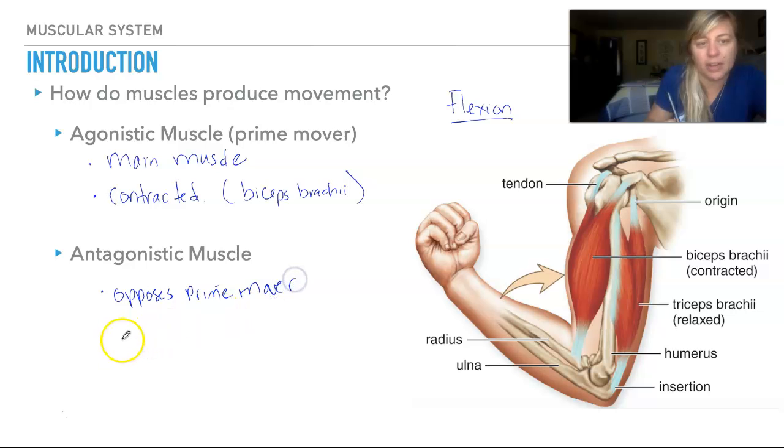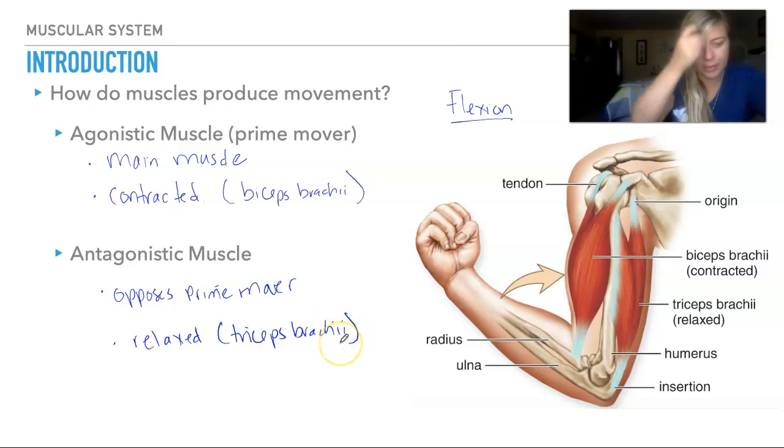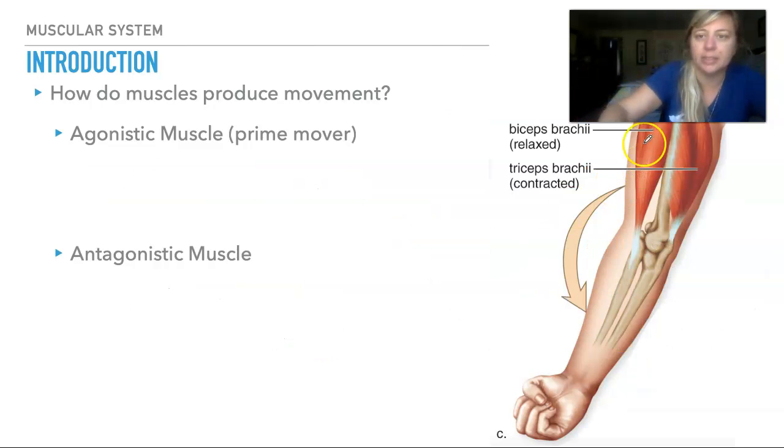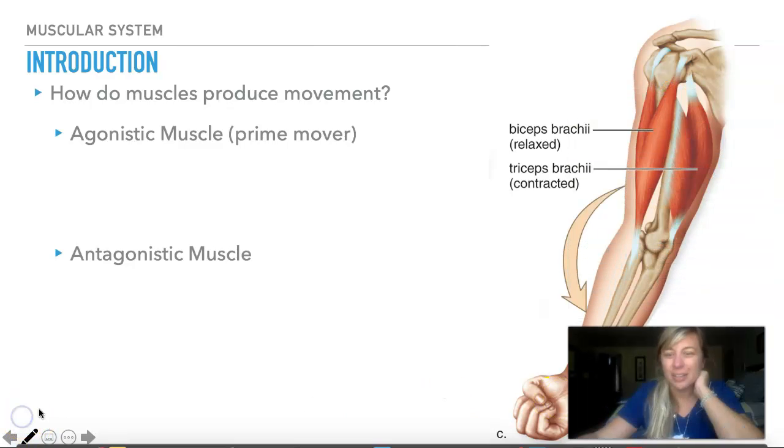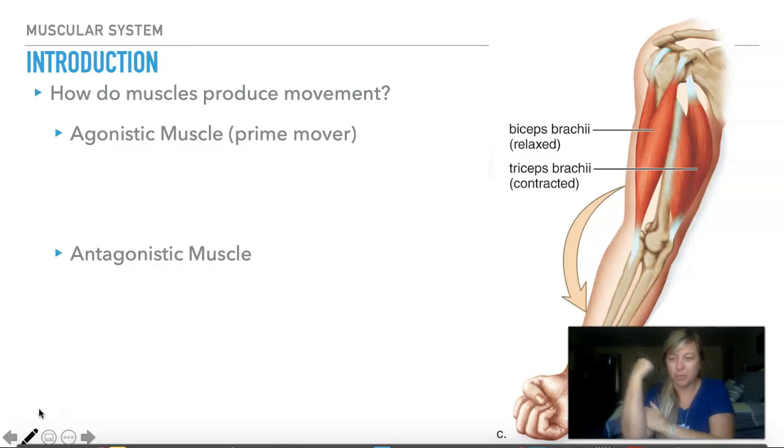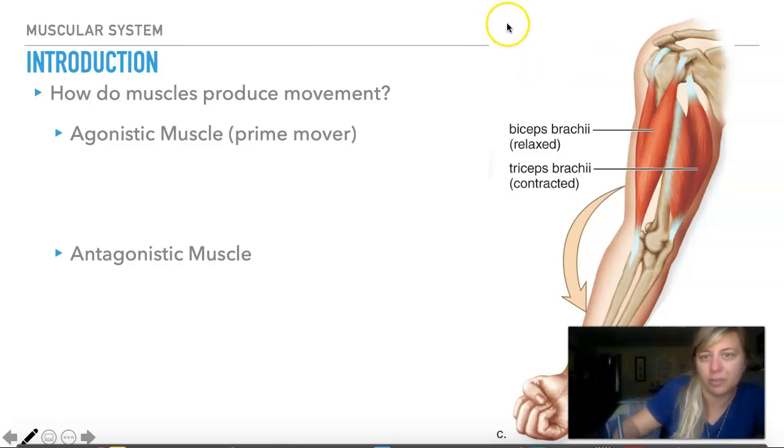And it's not contracted, but it's relaxed. And in this particular example, it's triceps brachii. Now, if we look at the opposite movement on the next slide, here you see the opposite movement, right? So we were doing flexion earlier, and now we're doing the opposite, which is extension. So in this case, we're looking at extension.